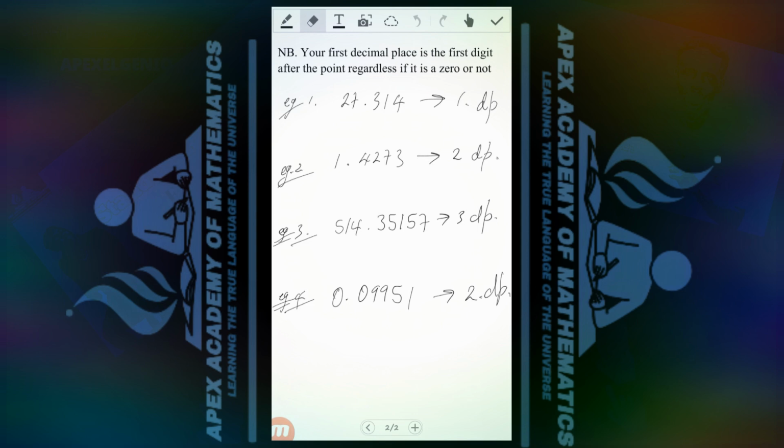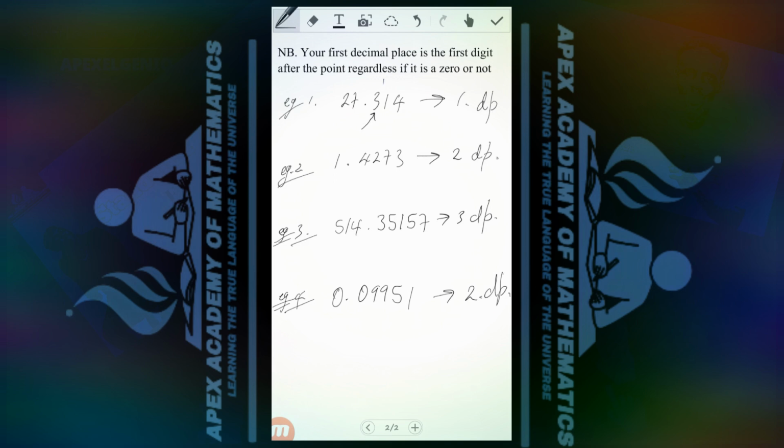All right, so let's look at example number 1. Example number 1 says you are to round off or approximate 27.314 to 1 decimal place. As I mentioned above, your first decimal place is the number that comes after the point. So we're not going to pay attention to the 27, but to the 3 right here, and that 3 is my first decimal place.